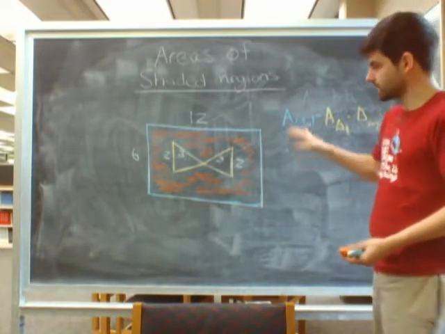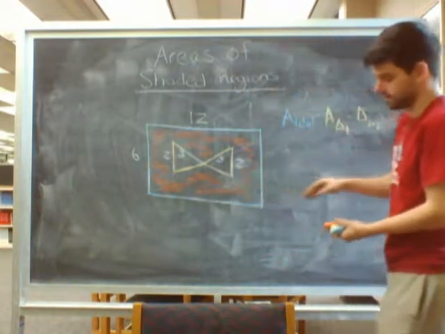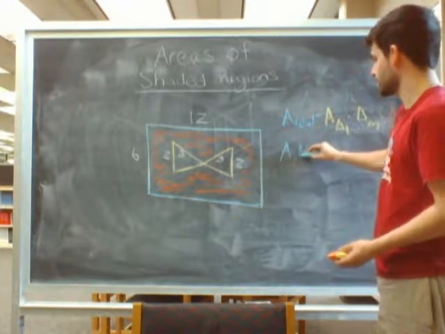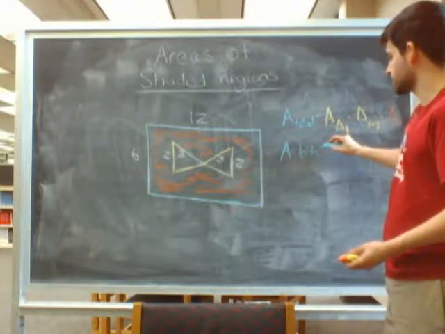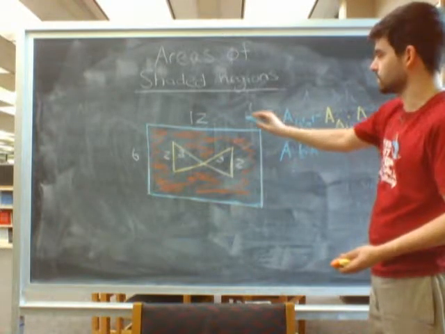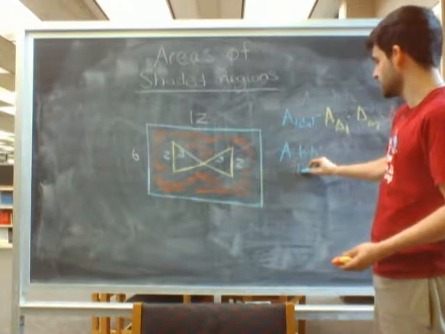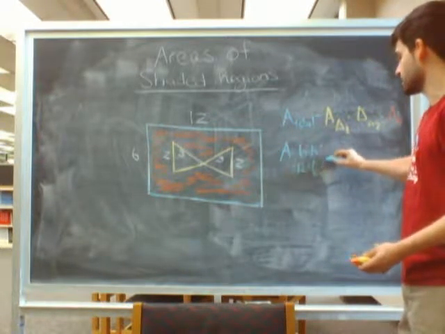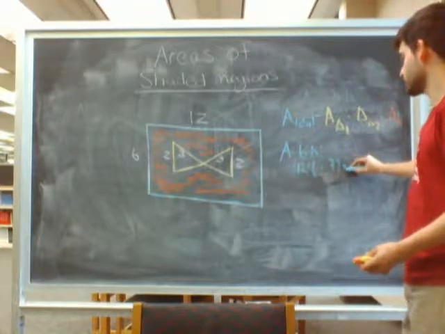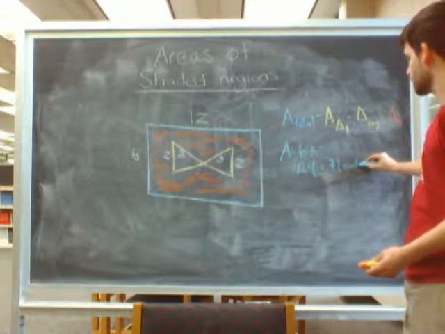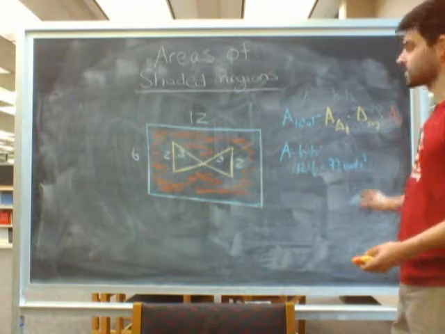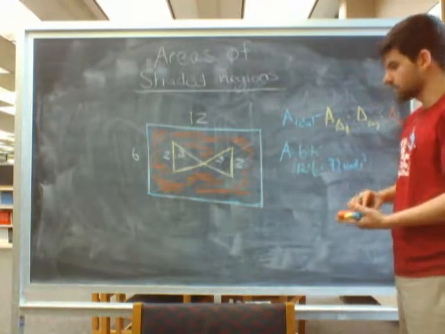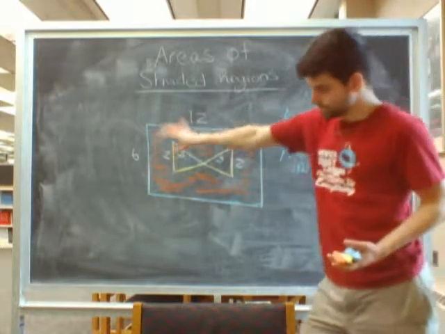Okay, so let's first calculate the total area of this box. The area of this rectangle is something we're familiar with, which is just base times height. So the area is equal to base, which is 12 units, times height, which is 6 units, equals 72 units squared. Again, remember, it's always going to be squared because you're taking a unit and multiplying it by itself. So that's our area total.